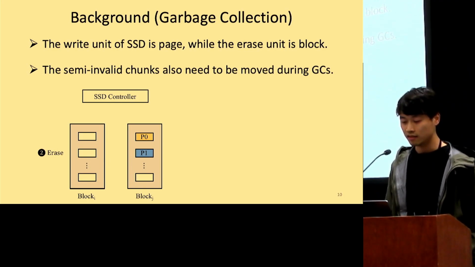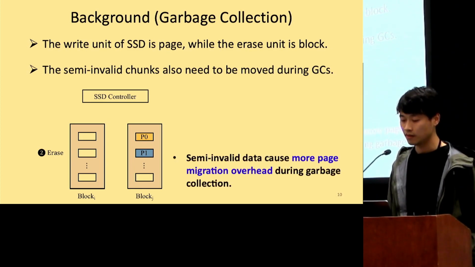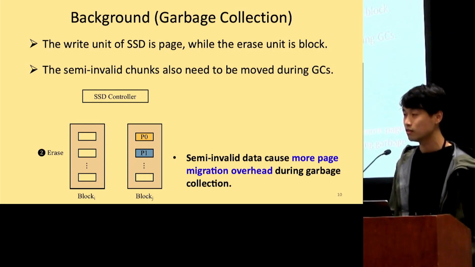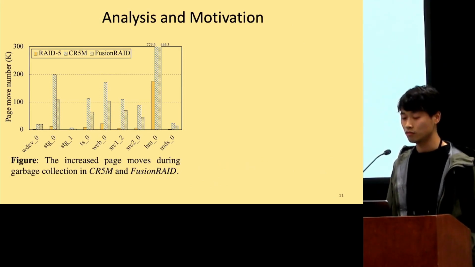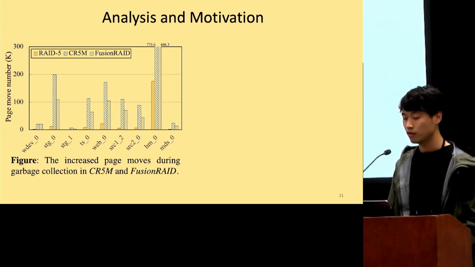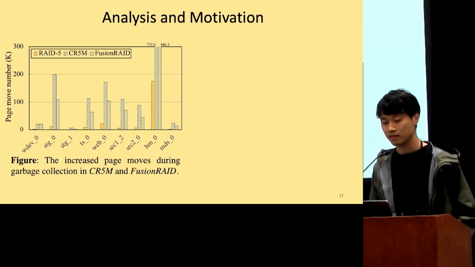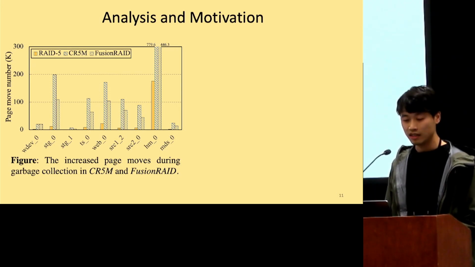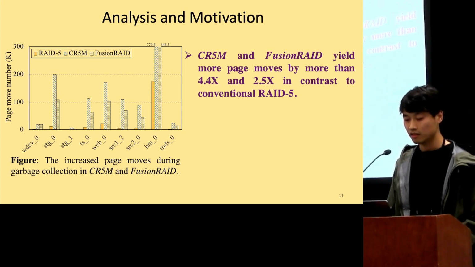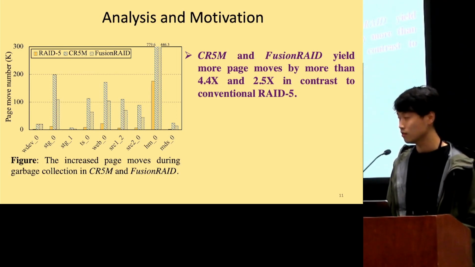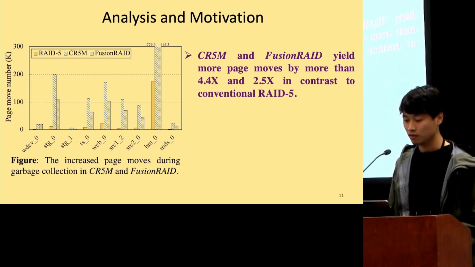And in this example, the semi-invalid data caused more migration overhead during garbage collection. Furthermore, we did a preliminary study on the page moves using the previous replication-enabled methods CR5M and Fusion RAID. This figure clearly shows that these two methods incur more page moves, by about 5 times and 2.5 times respectively, in contrast to conventional RAID 5.